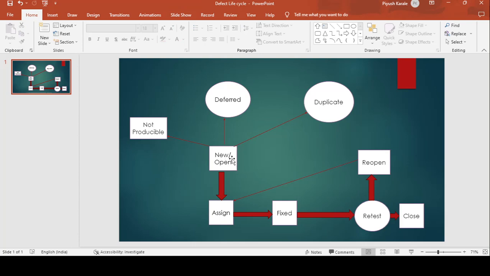Once he finds that defect, he assigns it to a particular developer. At that time he changes the status to assigned. He assigns that defect to the particular developer.